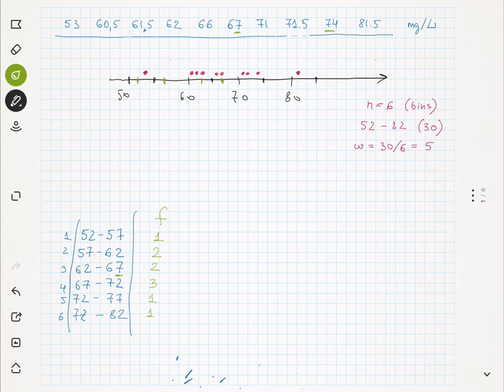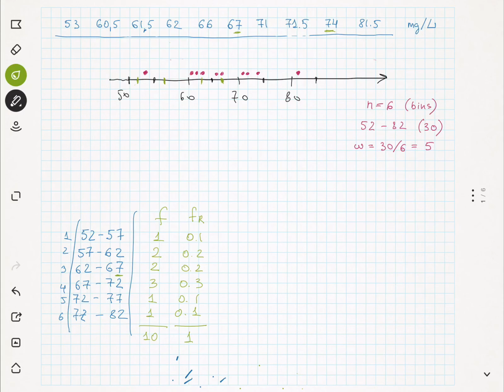So we can count how many values we have in total: 1, 2, 2, 3, 1, and 1. So we have 10 values in total, and the sum is equal to 10. So that's correct. Now let's calculate the relative frequency. In this case, it's very simple because the total number of values is 10. We just take the frequencies and divide by the number of values. So it will be 0.1 here, 0.2 here, 0.2, 0.3, 0.1 and 0.1. The total sum of all relative frequencies is always 1, and you can check if this is correct.